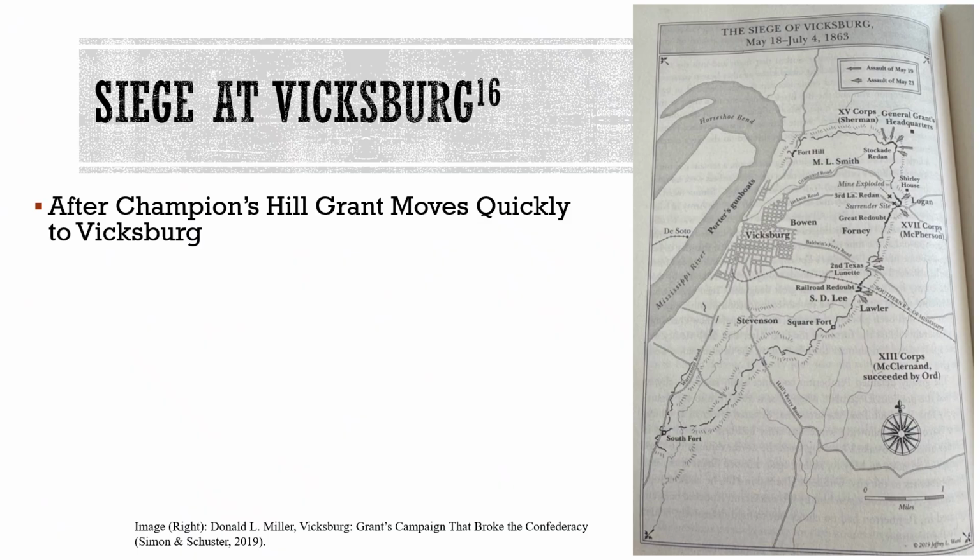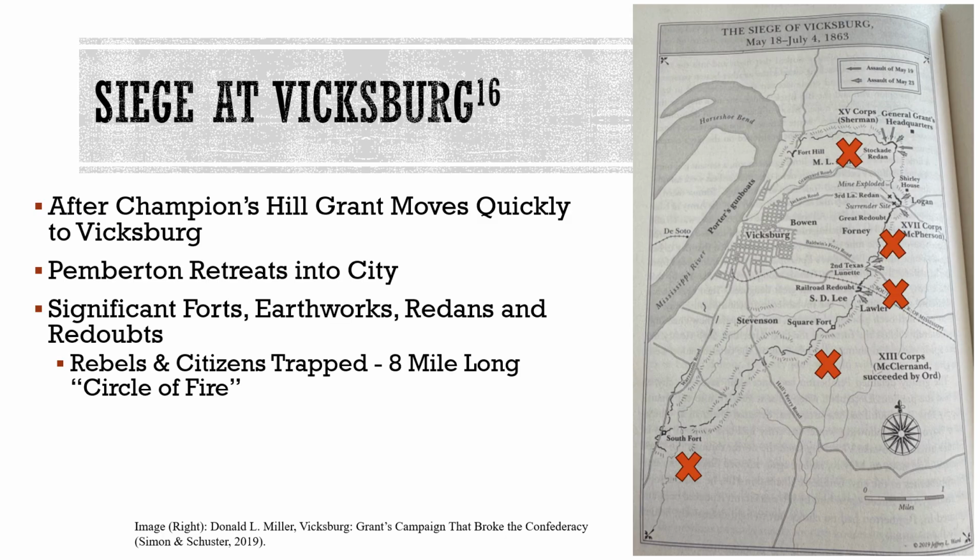After Champion Hill, General Grant moves quickly to Vicksburg. General Pemberton retreats into the city. You can see there are significant forts, earthworks, redans, and redoubts. Rebels and citizens are trapped. There's an 8 mile long skirmish line. This circle, as you see, is basically known as the Circle of Fire.